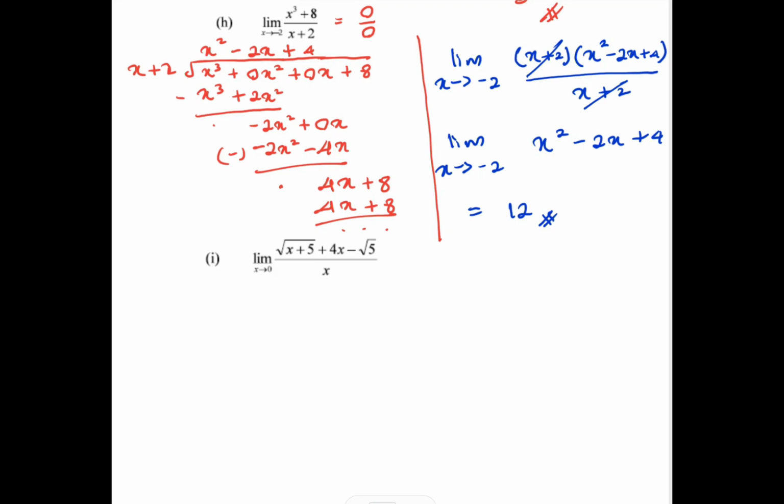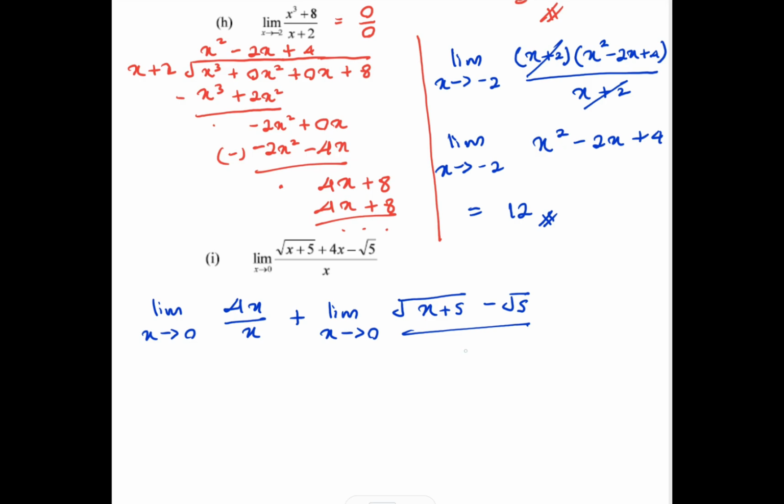Now look at question I. This question I involves 3 terms on the upper side, so we can split this one. It becomes limit as x approaches 0 of 4x divided by x, plus limit as x approaches 0 of (square root of x plus 5 minus square root of 5) divided by x. So this one we can simplify.